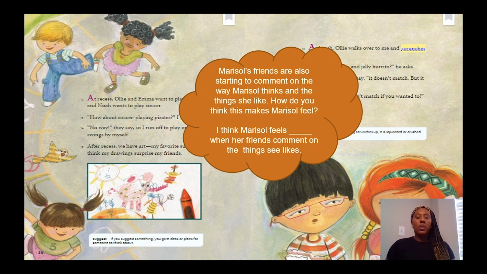Marisol's friends are also starting to comment on the way Marisol thinks and the things that she likes. How do you think this makes Marisol feel? Use the following question stem to help you answer this question. I think Marisol feels blank when her friends comment on the things she likes.